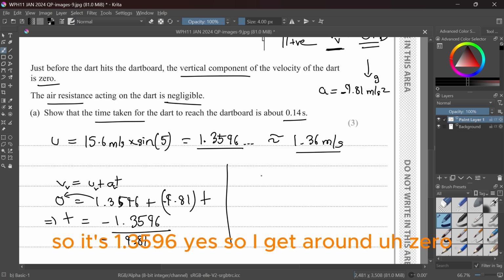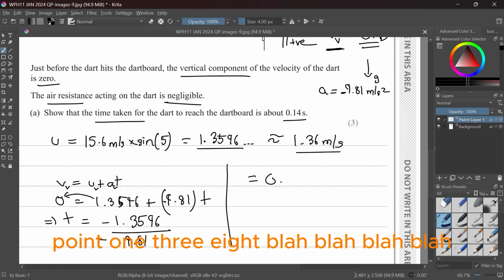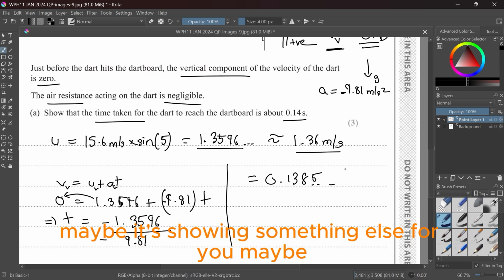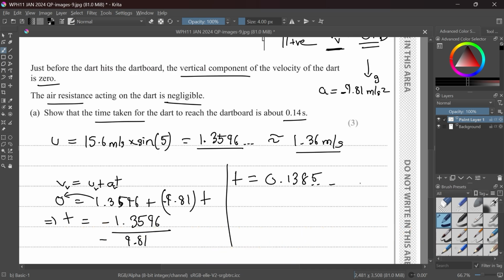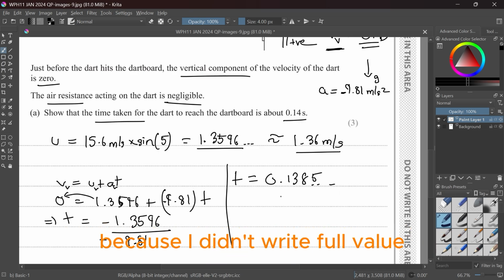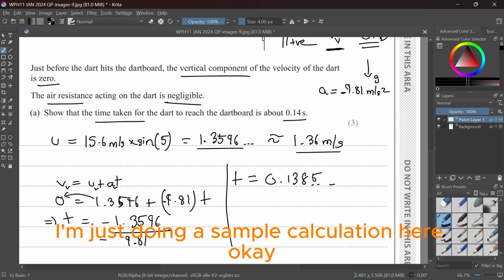So it's 1.3596. Yes. So I get around 0.138 blah blah. I think after that it's 5 for me. It's showing 5. Maybe it's showing something else for you. I might have made a little bit of mistake there because I didn't write the full value. I just wrote 1.3596 and didn't write the rest of the value. But you should. I'm just doing a sample calculation here.